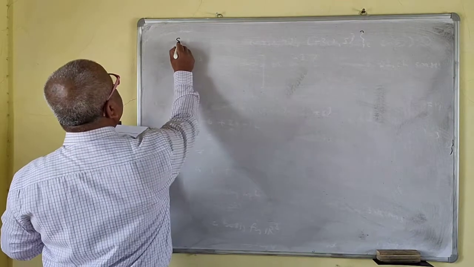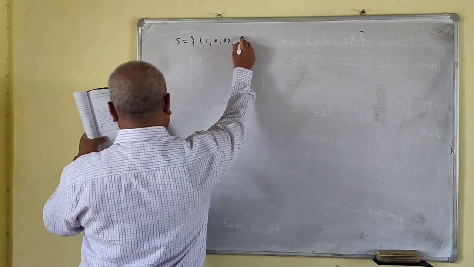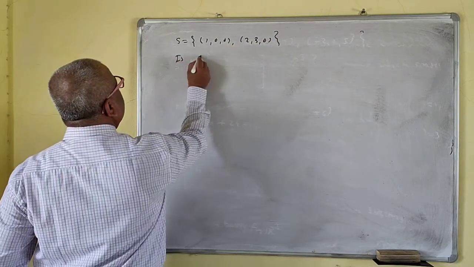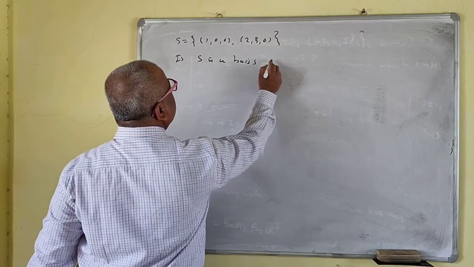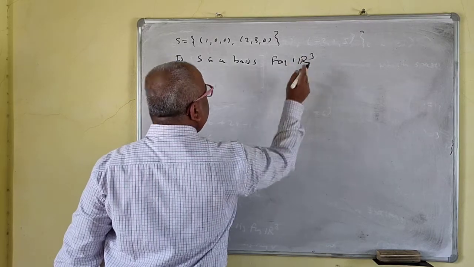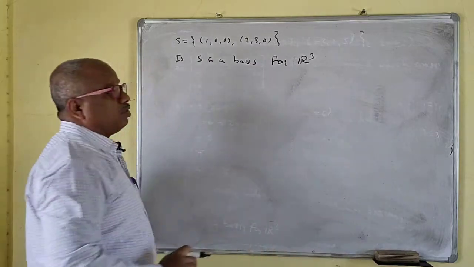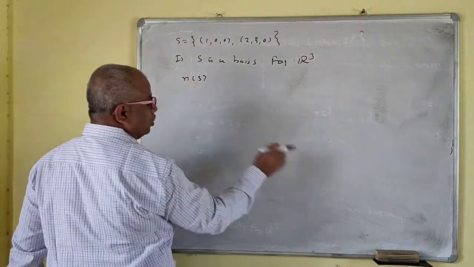Okay, so S is equal to 1 0 0, 2 3 0 0. So S is a basis for R3. So now, the number of elements in S.